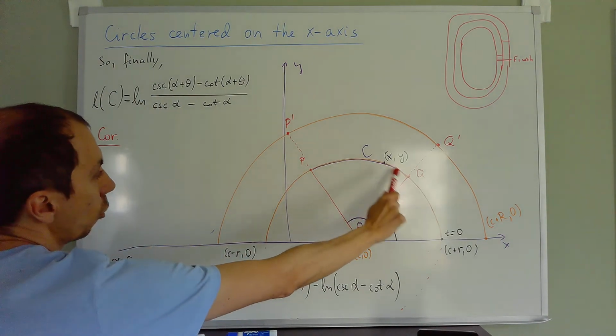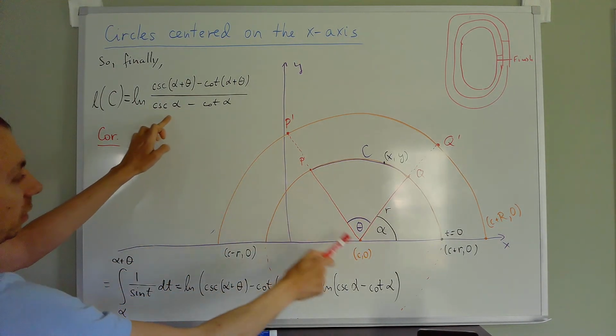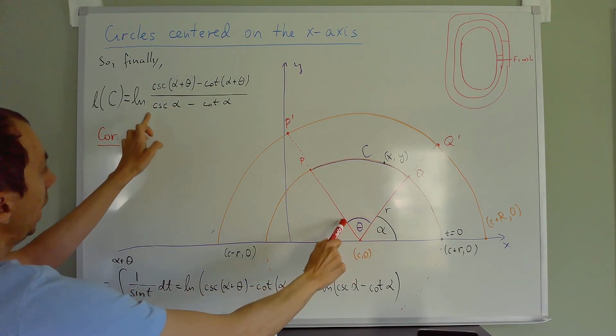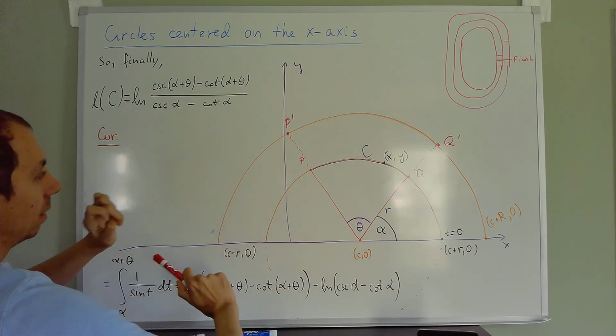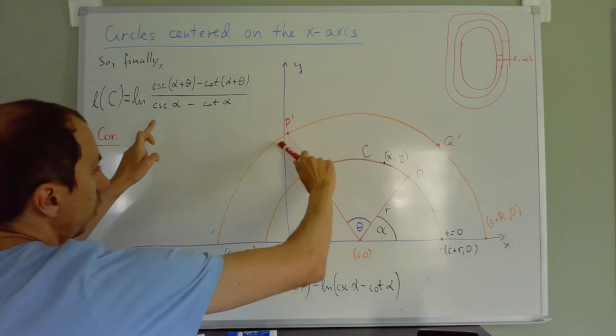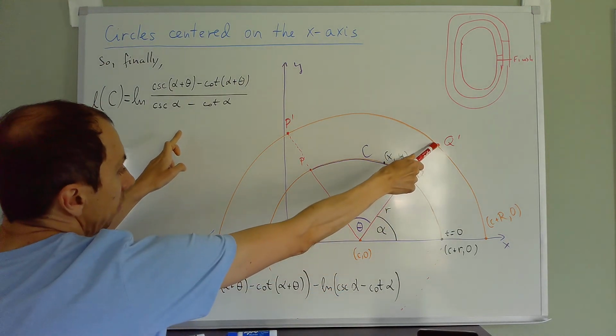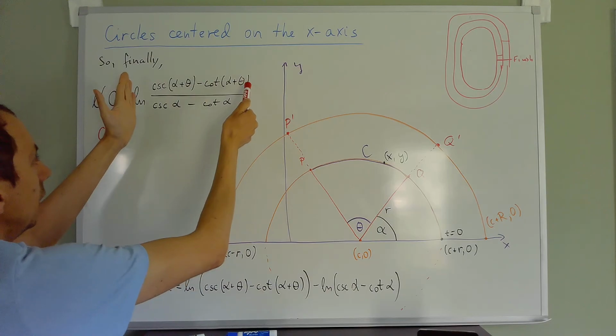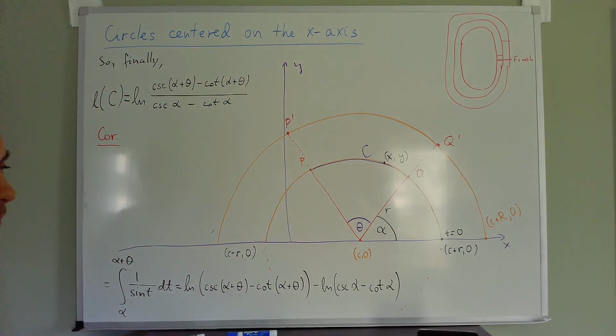So the length of this curve is given by this formula, because you start at the angle alpha and end at the angle theta. And the length of this arc is the same. You start at the angle alpha and you end at the angle theta. So you get exactly the same formula.